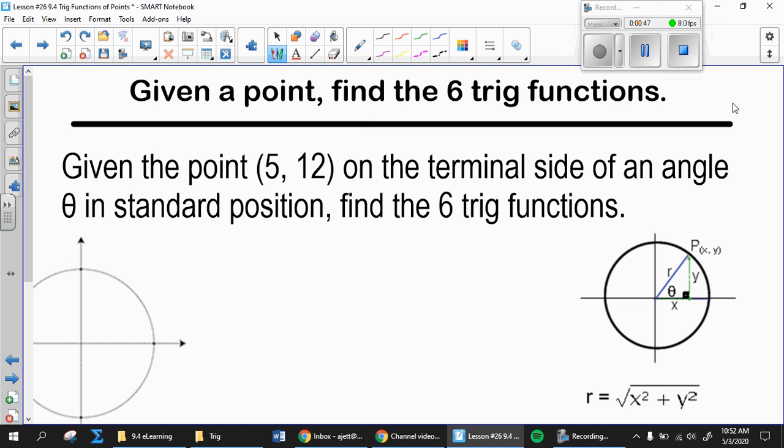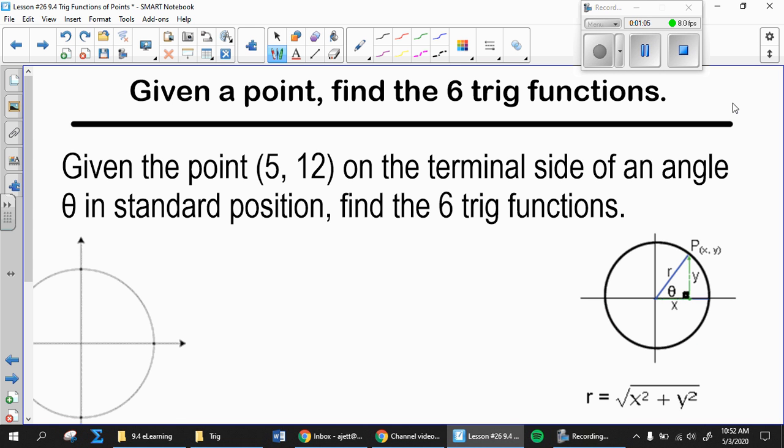All right, so here's what we're looking at today. The lesson is: given a point, find the 6 trig functions. So basically it's going to give you a point on the terminal side of an angle. We just drew two angles, 5 pi over 6 and 330 degrees. So this is going to give us a point.